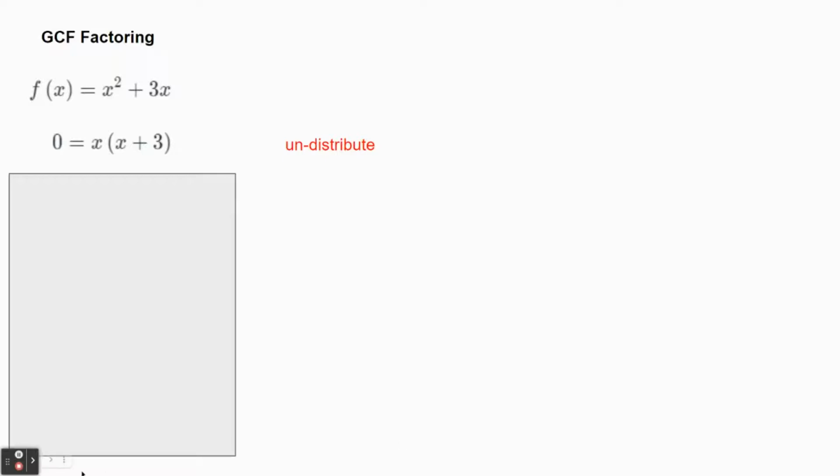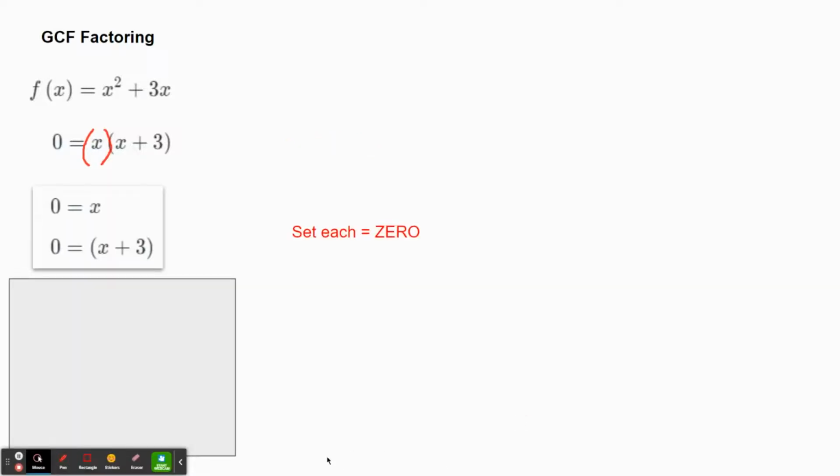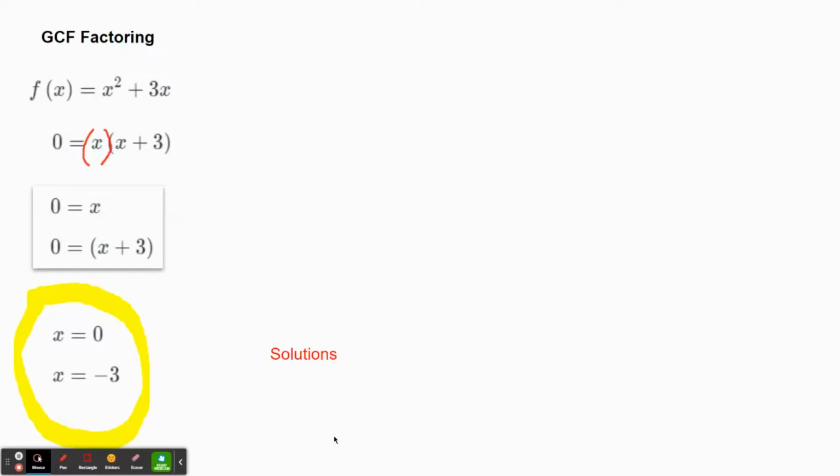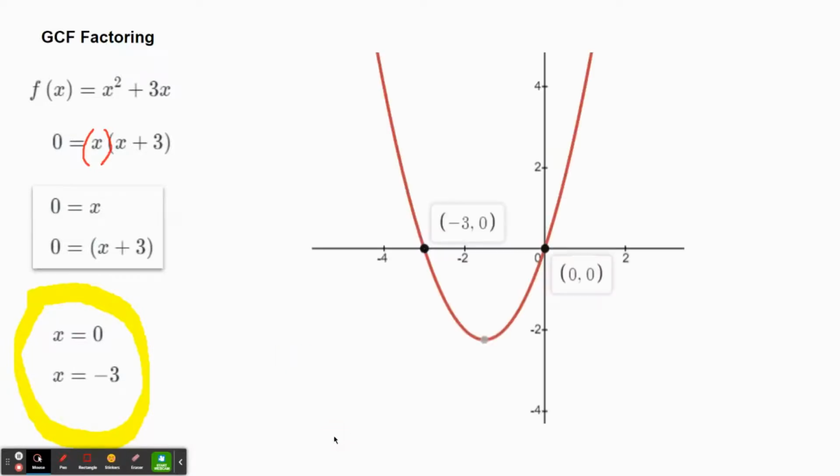Our next move, even though you can't see it, I want you to pretend like there's parentheses around the x. I want you to set the parentheses equal to 0. So we're going to have that x is equal to 0, and then x plus 3 is equal to 0, which if we solve for x, we'll get -3. So we have two solutions, 0 and -3. Those are going to be the x-intercepts. And here's a graph of the function.